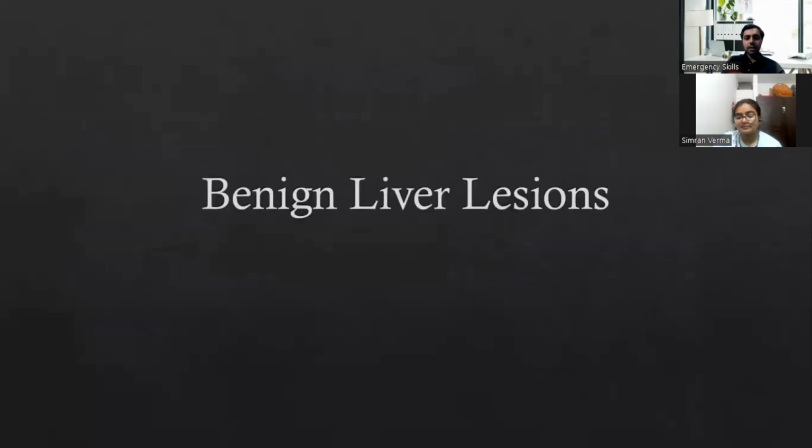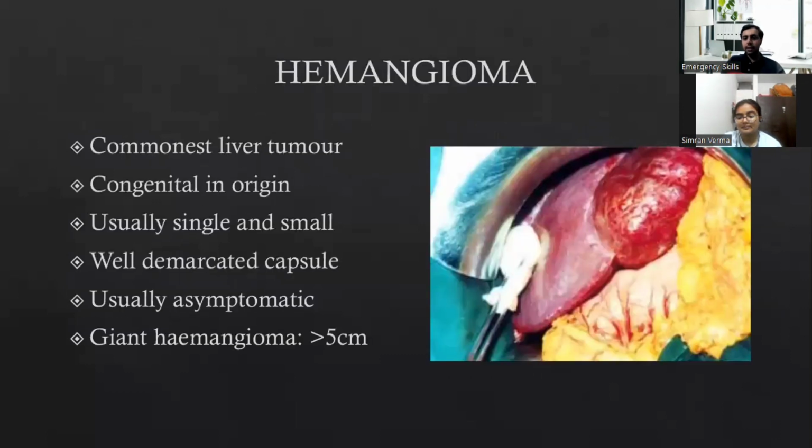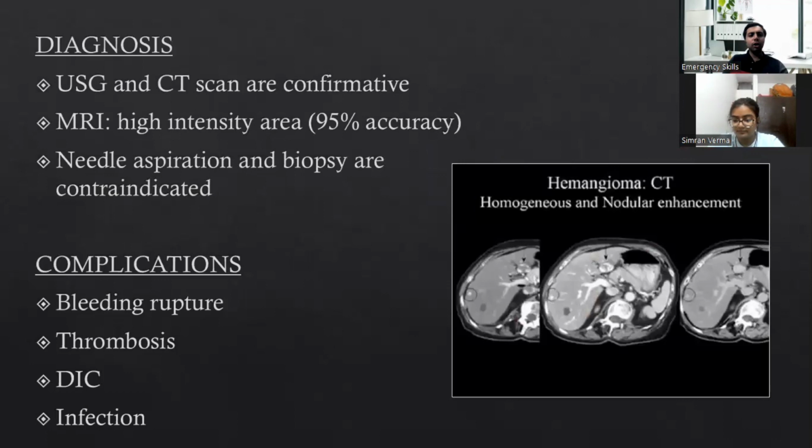Moving on to the benign conditions. As I said, hemangioma is the very common benign liver tumor. It's congenital in origin. Usually, as you can see in this picture, it's an encapsulated single lesion. Generally, it is very small, but in the picture, you can see it's a very big hemangioma. It's an incidental finding. Generally, when you go for any USG whole abdomen, you find this incidental finding. The patient doesn't present with hemangiomas, so it is usually asymptomatic. You call it a giant hemangioma when it is greater than 5 centimeters in size.